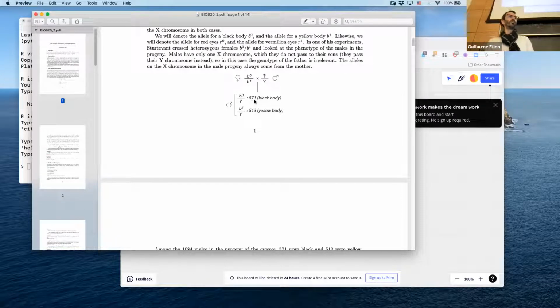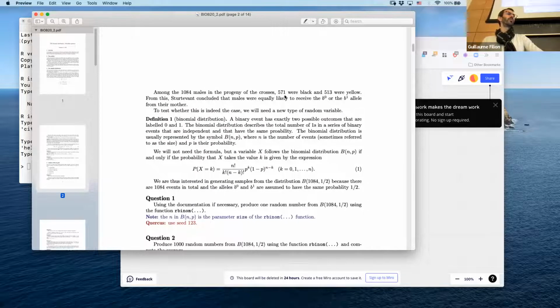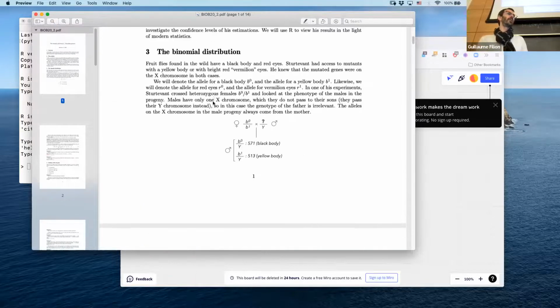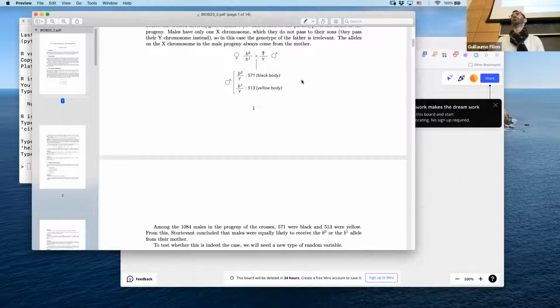And Sturtevant got 571 flies with a black body and 513 flies with a yellow body. Among the 1,084 males in the progeny of the crosses, 571 were black and 513 were yellow. From this, Sturtevant concluded that males were equally likely to receive the B0 or the B1 allele from their mother. Okay, so that's what I mean. Statistics were not developed. The way he writes it is like 571, 513. Ah, come on, it's the same. Don't bother me. Okay. Well, is it the same? No, of course not. 571 and 513. These are different numbers. You cannot say they are the same.